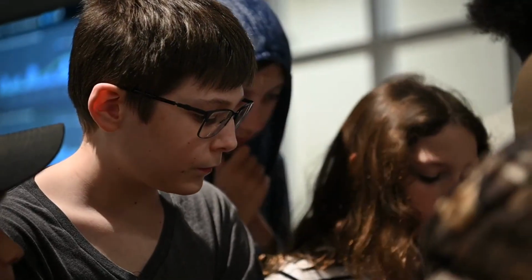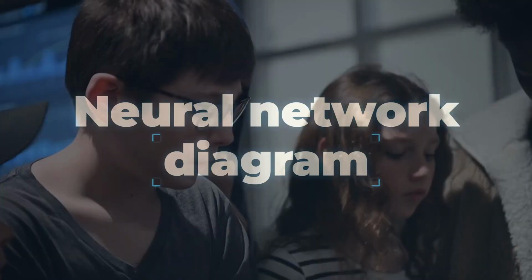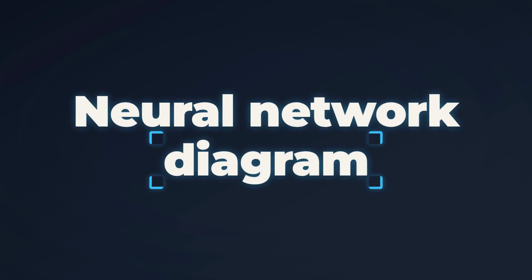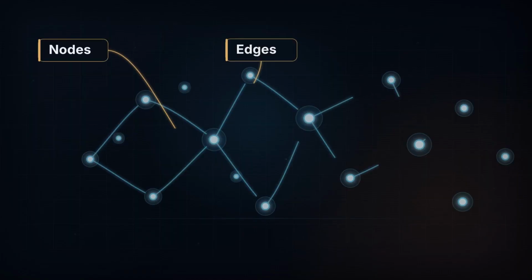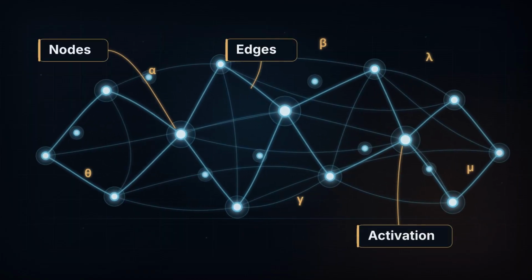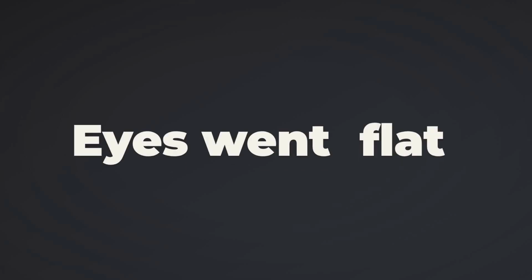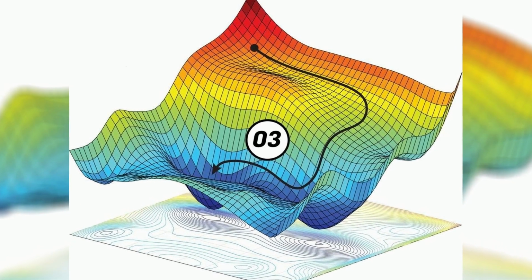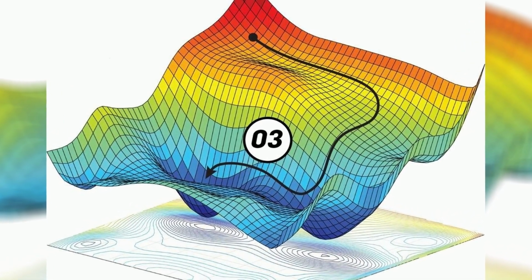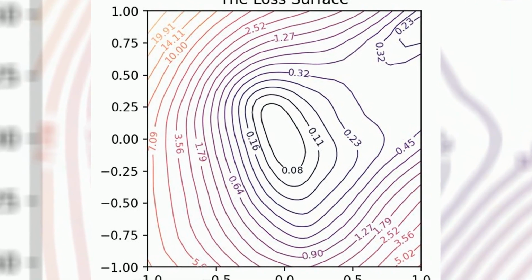I was watching a friend try to explain neural networks to his 14-year-old last summer. He pulled up a diagram: nodes, edges, activation functions, Greek letters, and within about 90 seconds, the kid's eyes had gone completely flat. My friend kept going, talked about weight matrices, gradient descent, loss landscapes. The kid nodded politely, the way you nod when someone is describing their dream from last night.